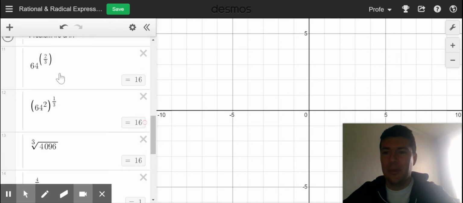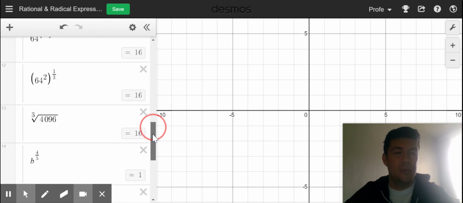This time what I did with my 2/3 is I factored it into 2 times 1/3, and that helped me think of it. So again, when you have an exponent that's a fraction, this is called a rational exponent. Let's recap it one more time. 64 to the 2/3 is the same as 64 squared to the 1/3 because 2 times 1/3 is 2/3. Next I figure out what 64 squared is. Well, that's 4,096, and the 1/3 power is the same as the cube root.